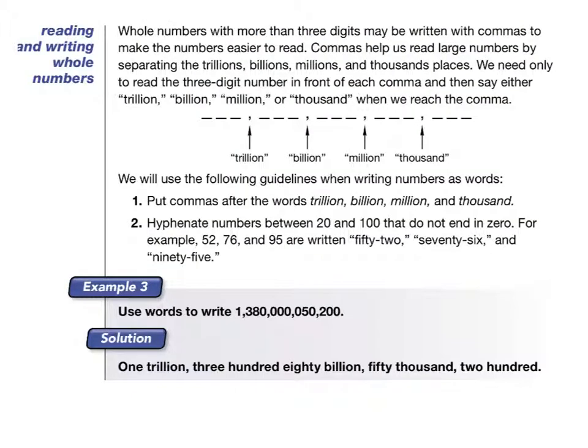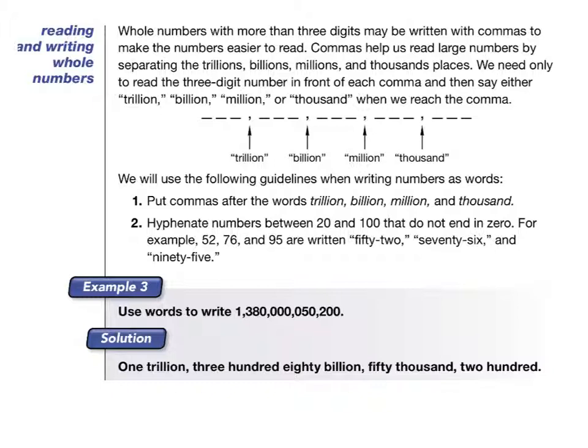All right, so on this one we want to learn to read and write whole numbers. So you want to write that down. We're going to read and write whole numbers. So I'm going to read this to you, and then I'll tell you what to write. Whole numbers with more than 3 digits can be written with commas to make the numbers easier to read. Commas help us read large numbers by separating the trillions, the billions, the millions, and the thousands places.